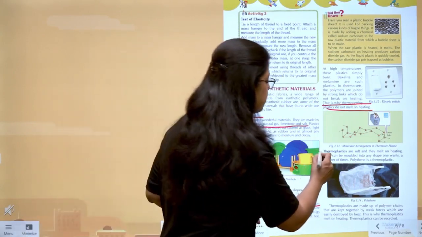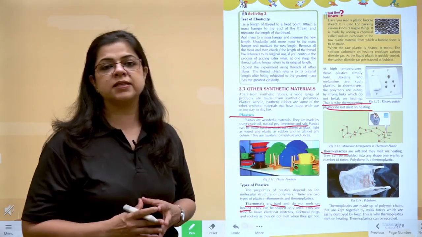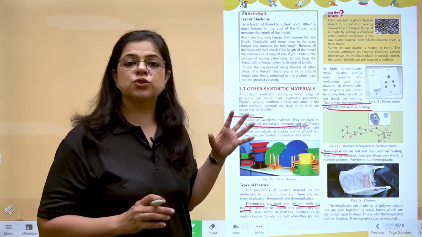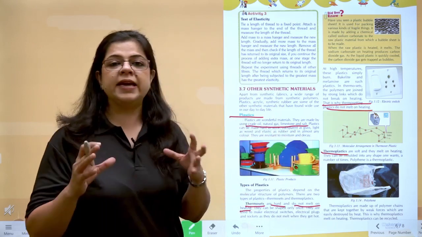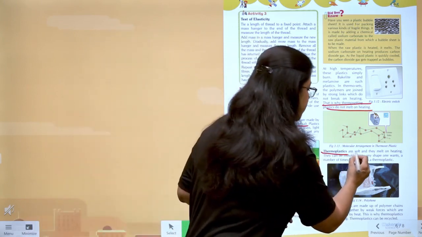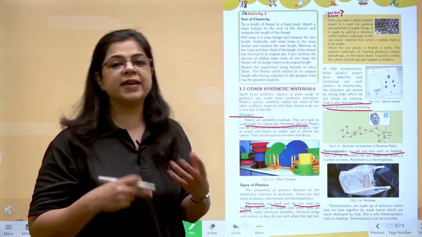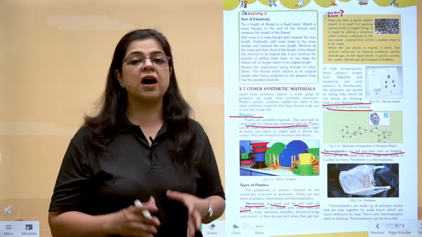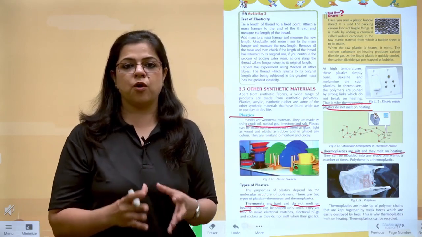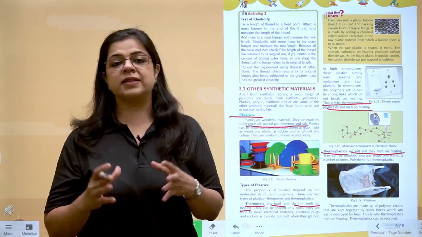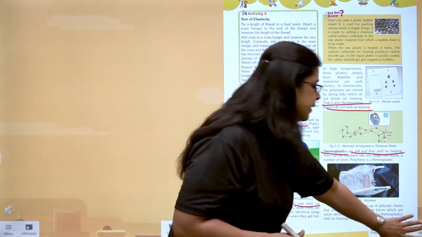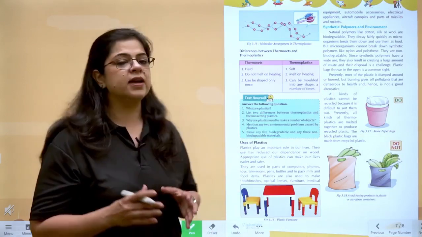Coming next to thermoplastics. What are thermoplastics? Thermo means heat, plastic means soft. So the plastics that become soft on heating, melt, and can be remolded are known as thermoplastics. Thermoplastics are majorly used in forming polythene bags. They are used in creation of all the containers of different variety that we use in our everyday life.